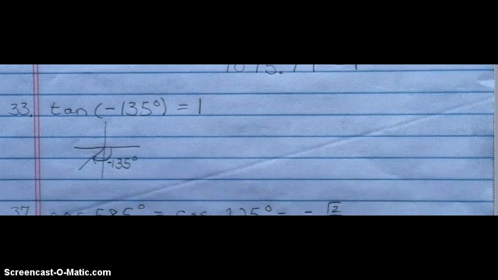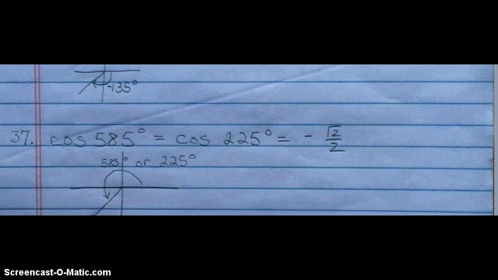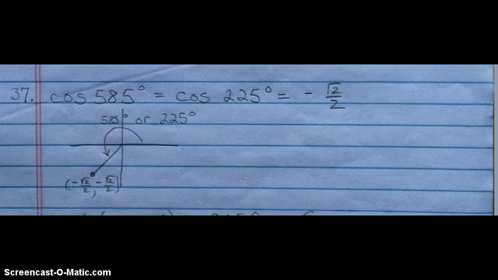Problem 33, you want to find the tangent of negative 135. Just locate that on your unit circle. You should be over here at negative, or the angle here will be pi over 4 or 45 degrees. So you're at the point negative square root of 2 over 2, negative square root of 2 over 2, and so the tangent is positive 1 there.